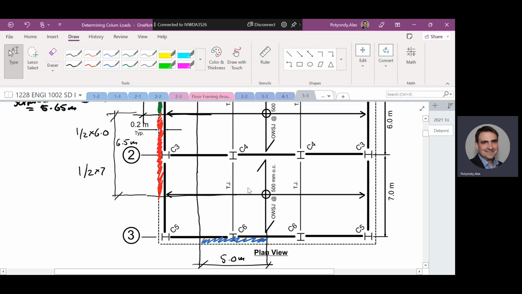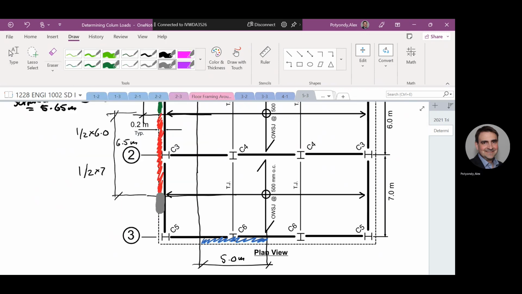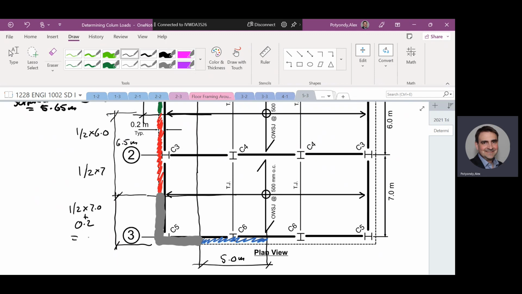And now we've got to look at C5, the corner column again. And that one, I'm going to try to use a different color. What other colors do I have here? There, that's a good one. So for C5, well, we know that dimension again. From tributary, we already calculated that's 1/2 times 7 plus 0.2 for the overhang, which is 3.7. And this dimension here, once again, 1/2 times 4.5 plus 0.2, which gives me 2.45.